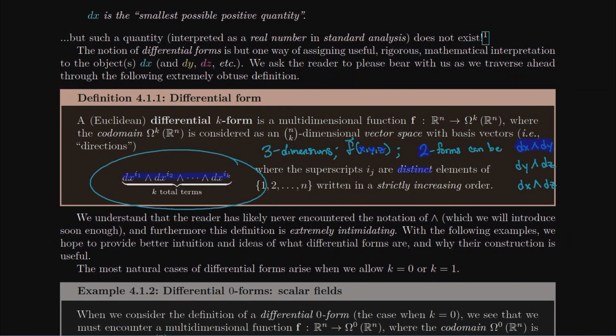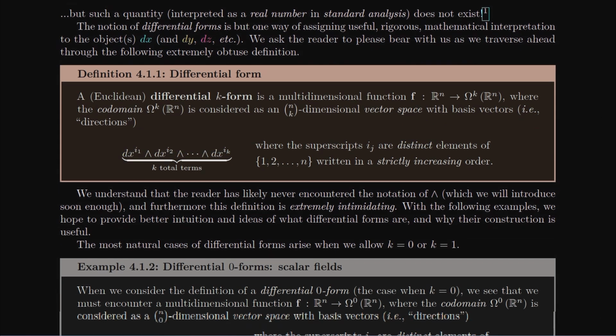So I have 3 choices of variables. I'm going to take distinct ones, and then I'm going to write them in strictly increasing order, increasing in the sense of left to right in their original orientation as my inputs to the function. And so there's going to be 3 possible directions for 2 forms in 3 dimensions to exist within. I know that doesn't mean much for now. It's not supposed to mean much for now. This is just something we're going to construct, and then we're going to understand all of its properties later.